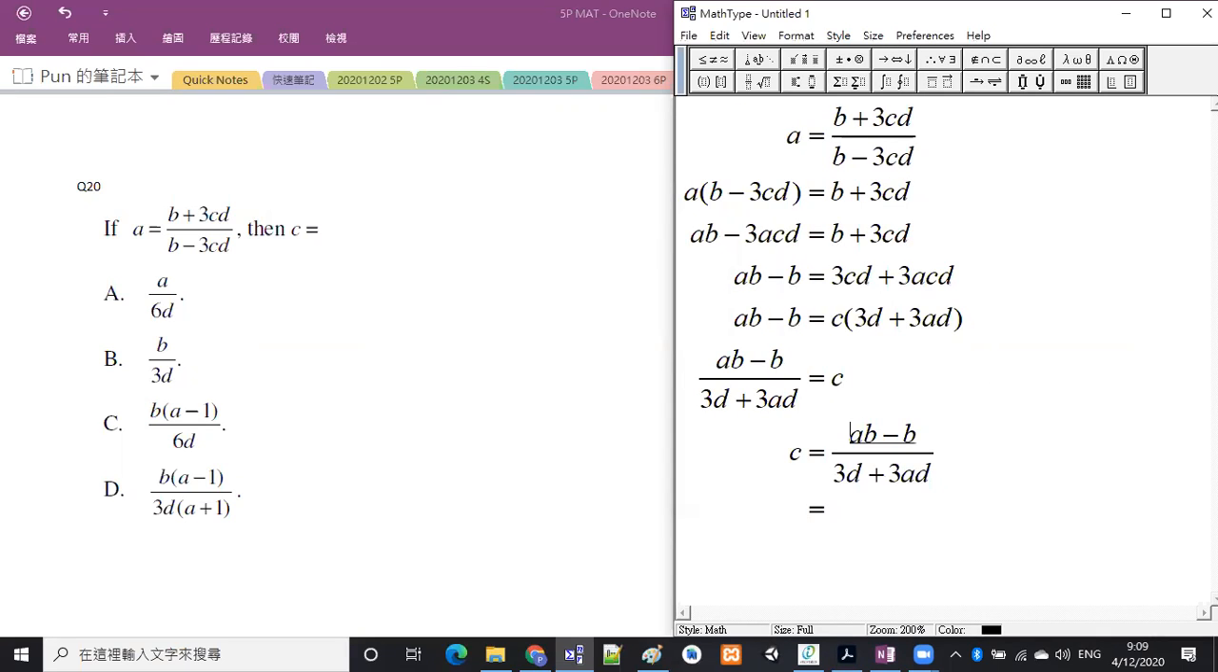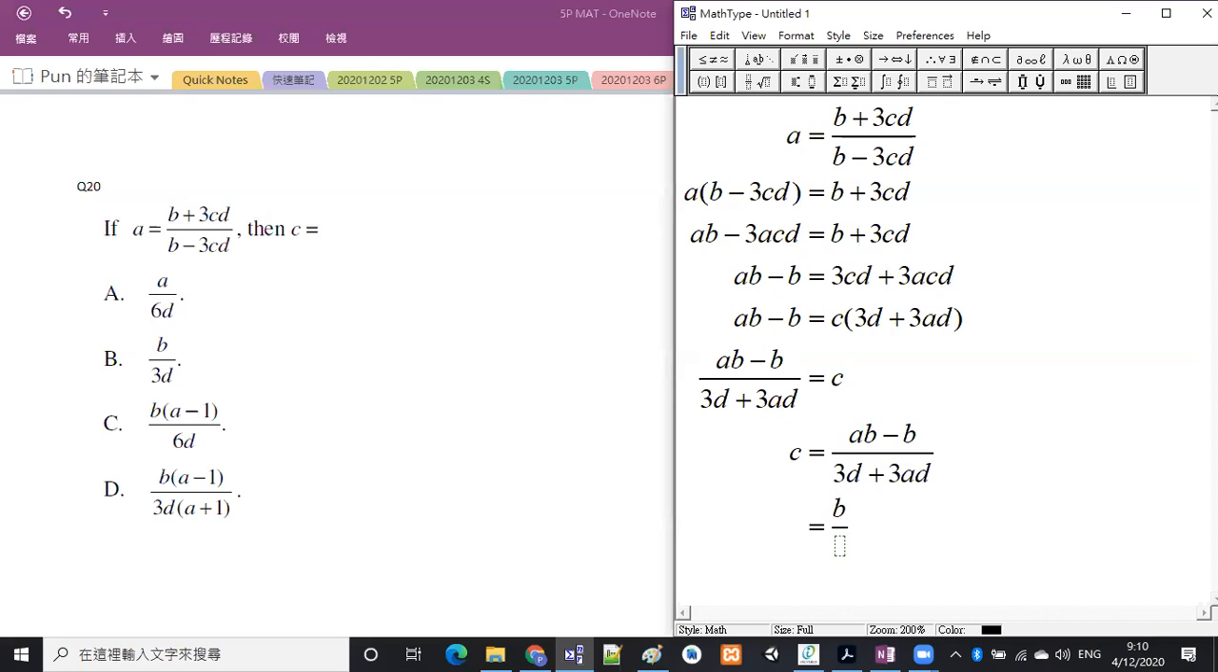So can you see that there is a common factor on top? B is a common factor. And then on the bottom, 3D is a common factor. So there are some common factors which could be taken out.